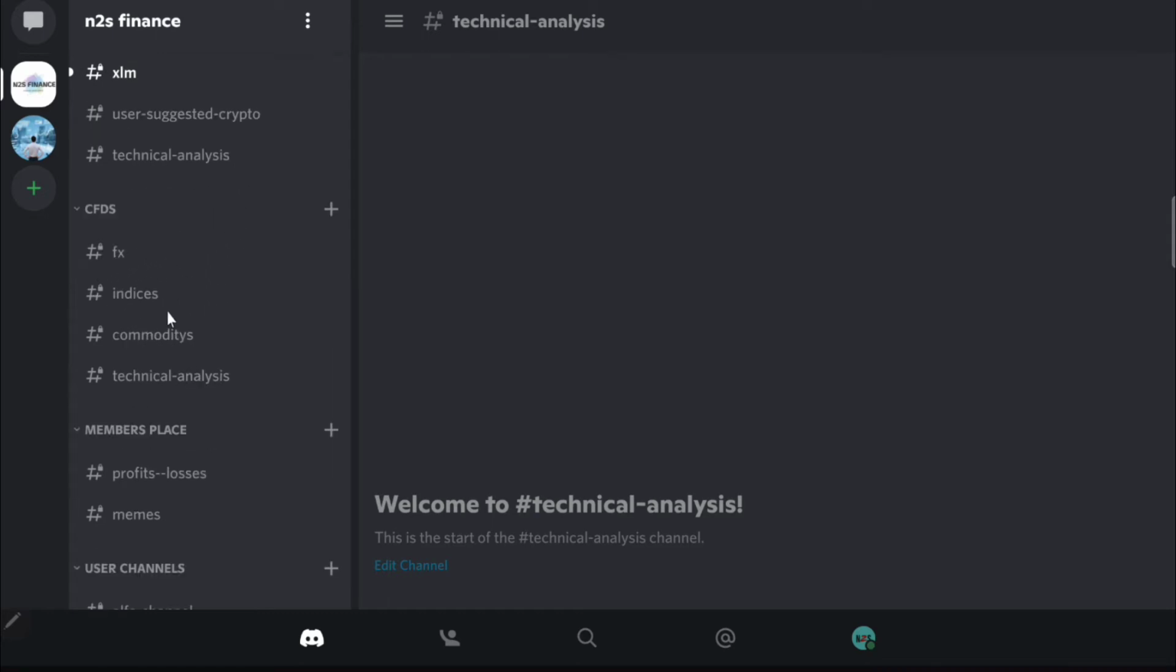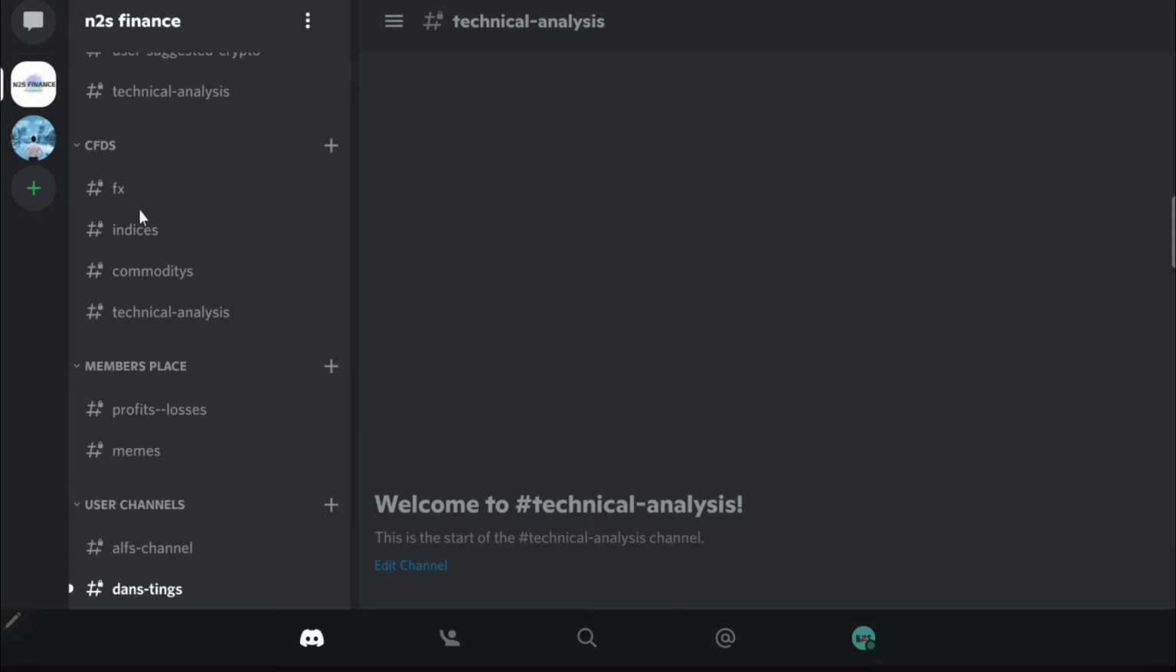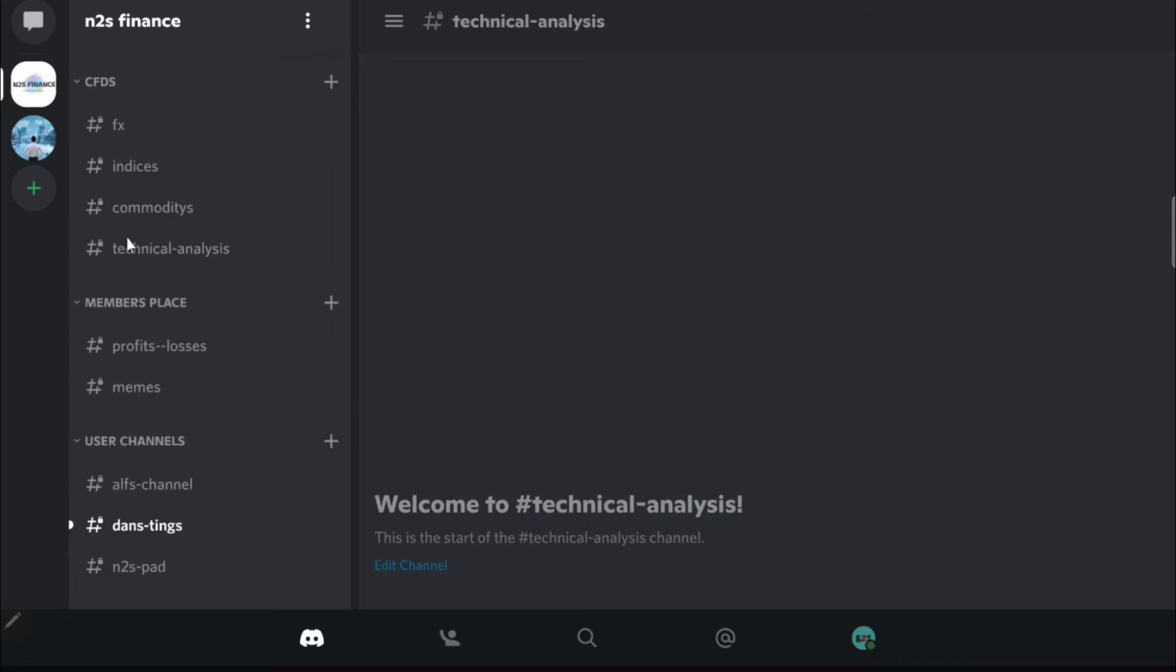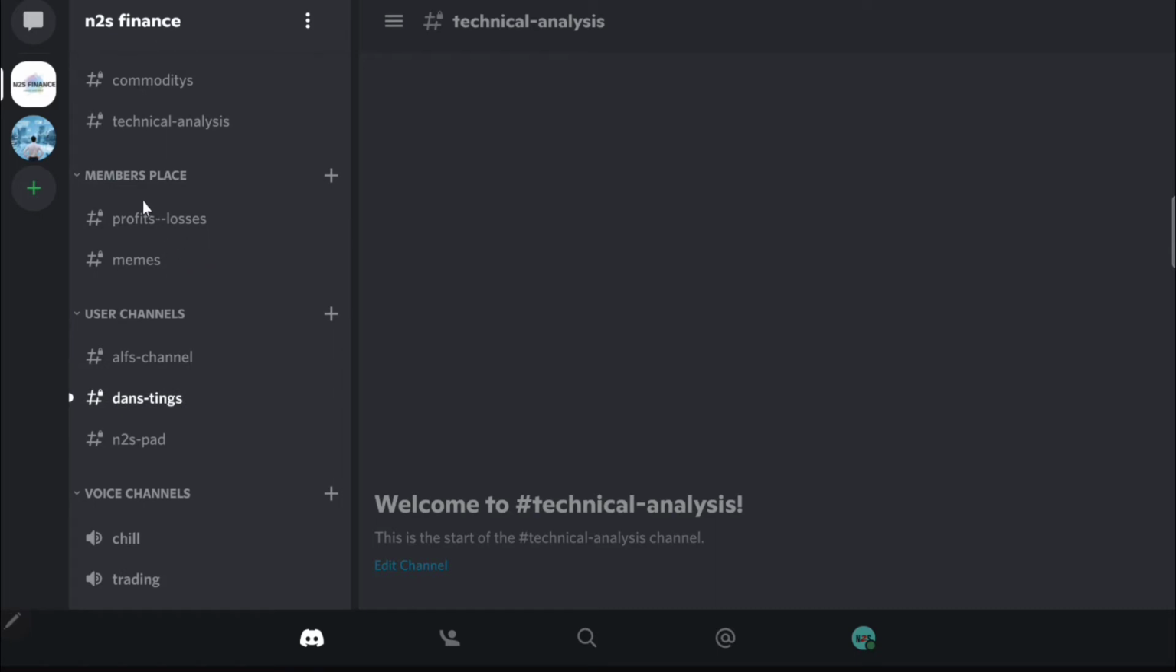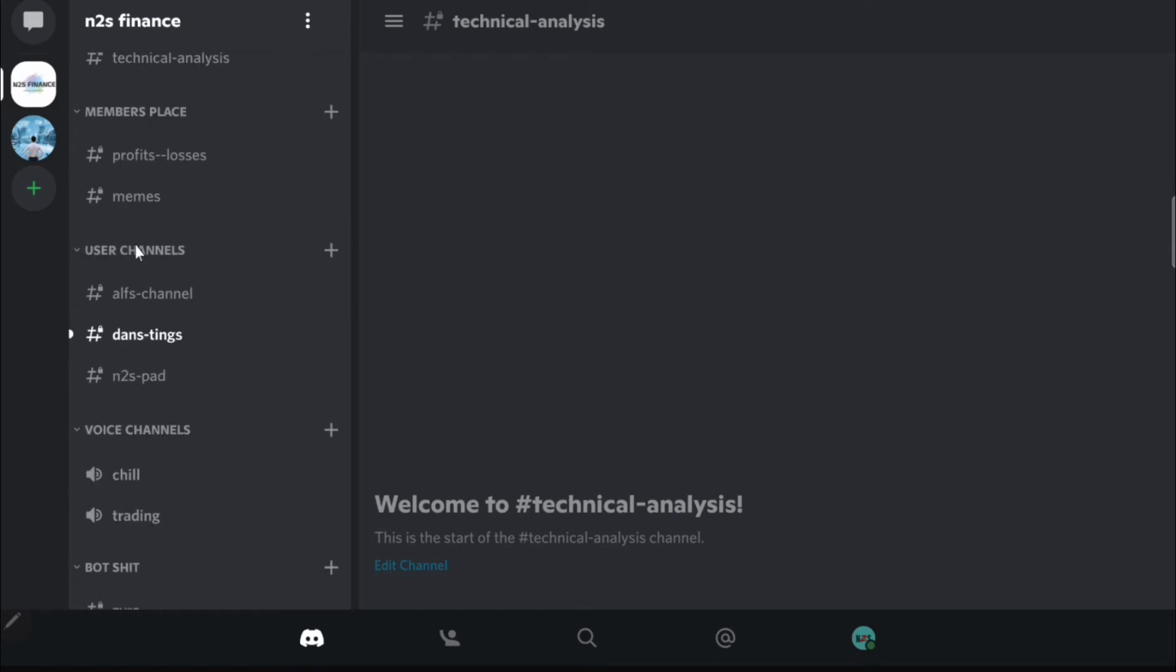So coming into the CFD section, this is something which is not necessarily apparent in all markets, but yes, a lot of people do operate CFDs. Now again, they are fairly risky, but that's up to you to decide. So we're looking at different types of CFDs, from Forex to indices, commodities, and of course technical analysis for this area as well. Now we have profits and losses and memes.